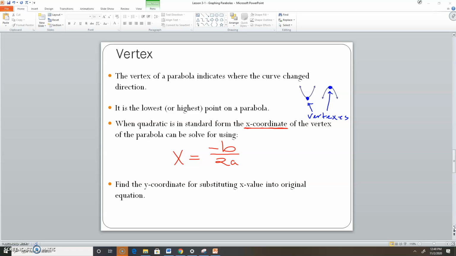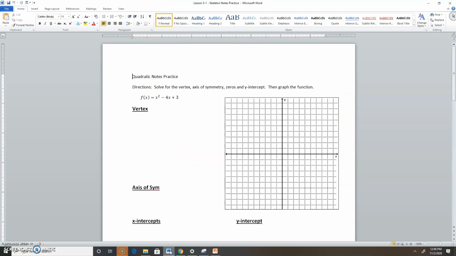Okay? Now, I told you that only tells you the x coordinate. So in order to find the y coordinate, you just substitute that x value into the equation, and then that will tell you what your y is. Okay? So let's pull out that other sheet where we're going to practice, our quadratic practice. You should have already ripped this off. We need to find our vertex, our axis of symmetry, our x-intercepts, and our y-intercepts.